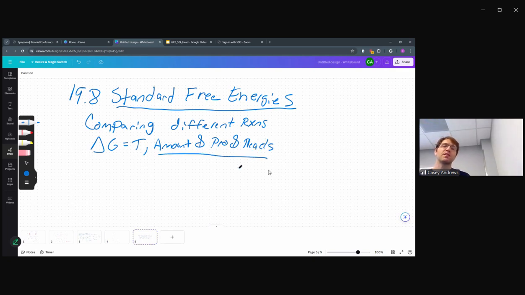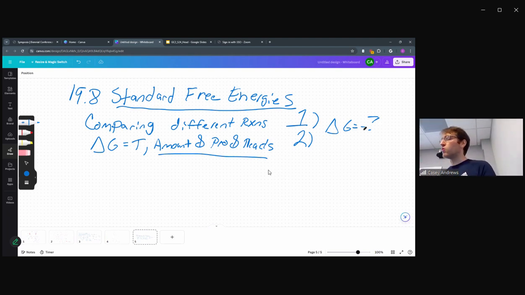But since delta G is based on how much product and reactant you have at any given time, imagine, and again, I'm going to go back to my biochemistry roots, we are looking at metabolism, at reactions inside the cell. And I have reaction 1 and reaction 2. I want to know which one is more favorable. That's not easy to do if I'm looking at delta G, because inside the cell, the amount of reactants and products are constantly changing. So at any given time, different reactions could have different delta G's. That can be a pain sometimes.